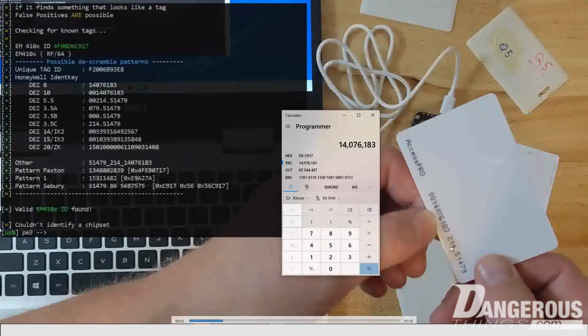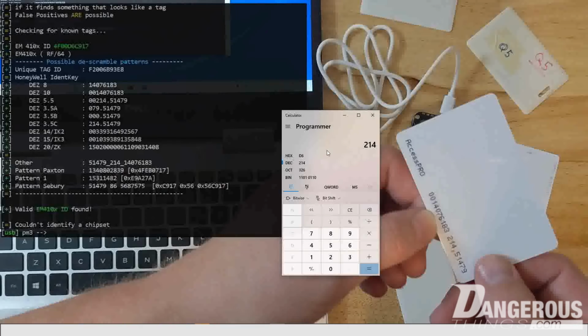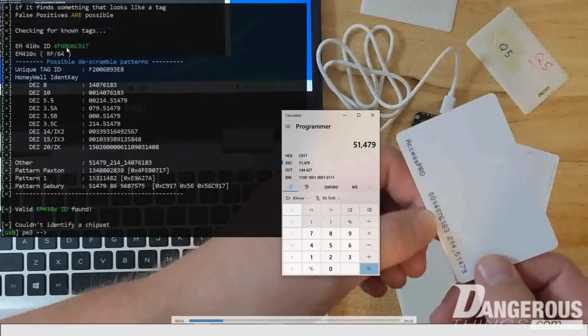So that's that number. But what is the other, the 214-51479? Well, let's take a look. So we go to decimal, and we just do 214. We can see, oh, hey, that's recognizable, D6. So that is that single byte, D6, followed by 51479, and we get C917. So again, the same number of bytes there, except the longer decimal has the preceding 00, which correlates to the second byte here in the ID, 00, just after 4F.